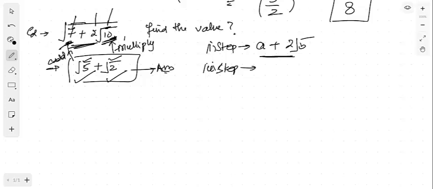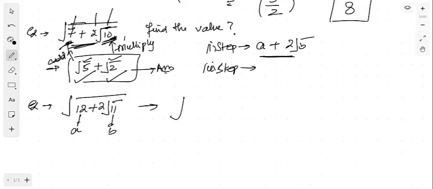Now let us take one more question so that it will become more clear to you. Under root, if it is given like 12 plus 2 root 11. This is in the form of a plus 2 root b. Now I have to choose numbers which must multiply to get 11 and which must add to get 12.